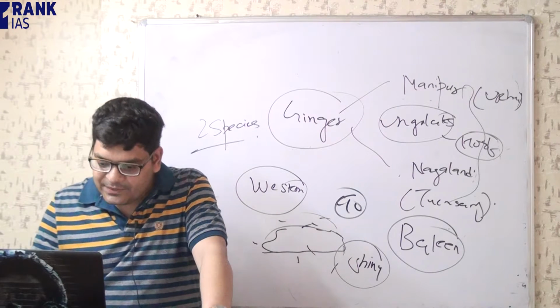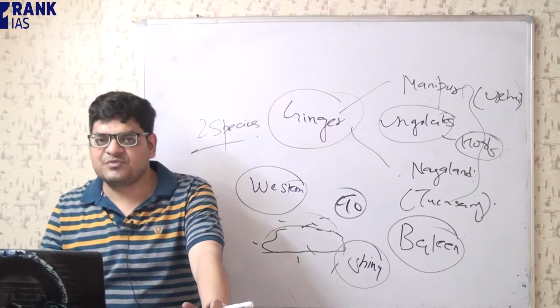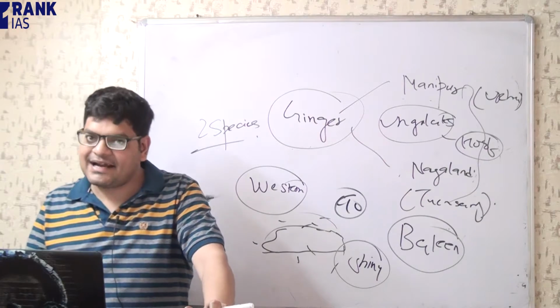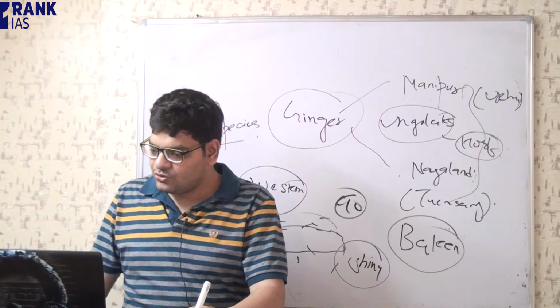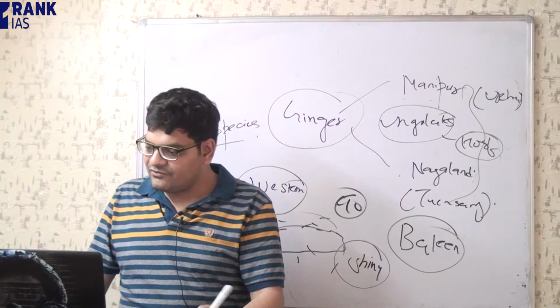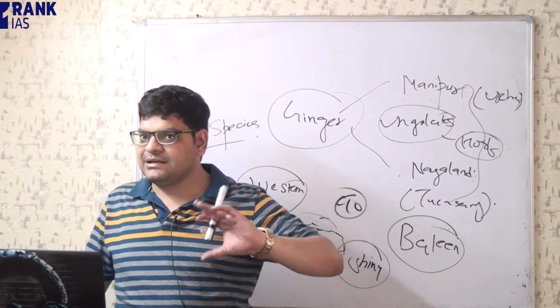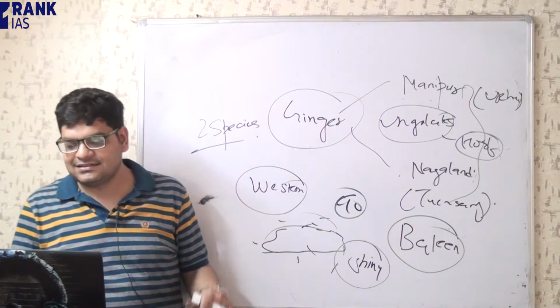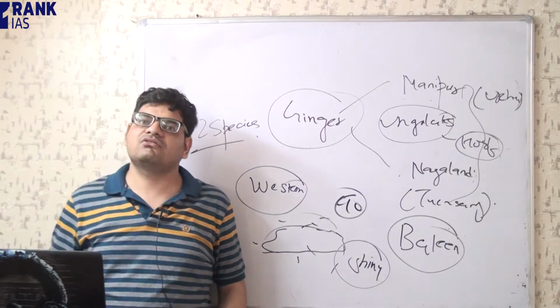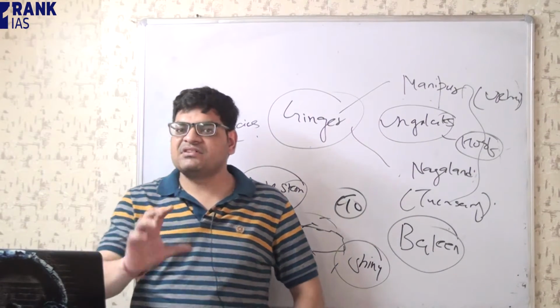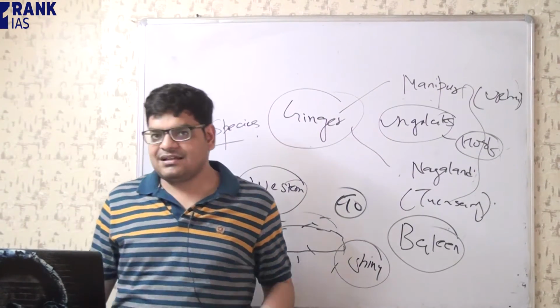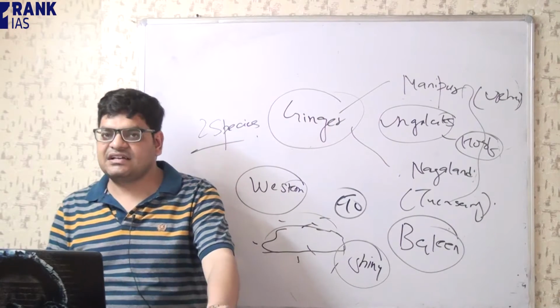Now, the Narcondam hornbill. A hornbill is a species of bird, and this one is endemic to Narcondam. Narcondam is a small island in Andaman and Nicobar. This species was on the brink of extinction and was endangered. Very few individuals were left, and now there are reports that their population has been growing. So this is a victory for the conservation efforts.